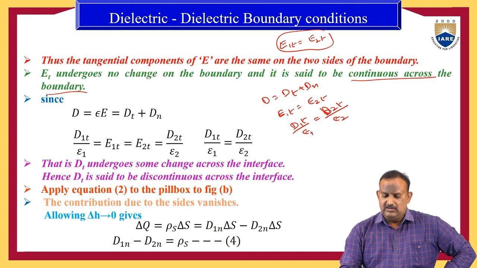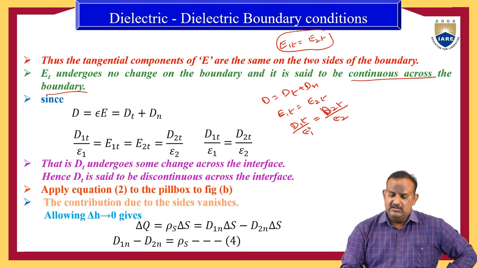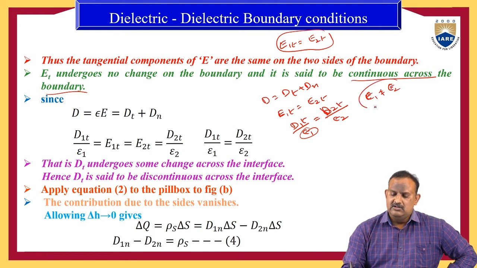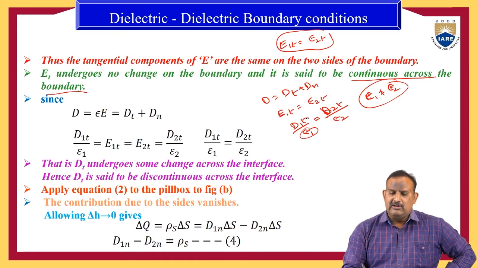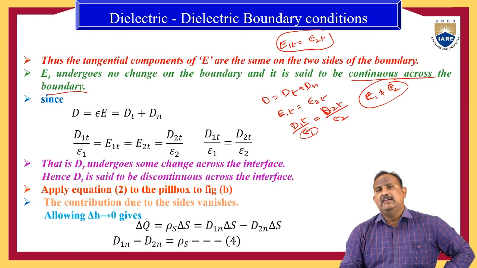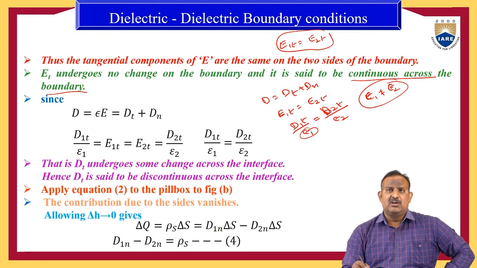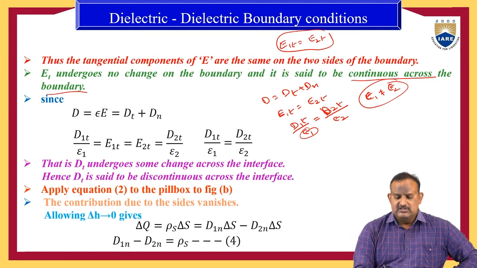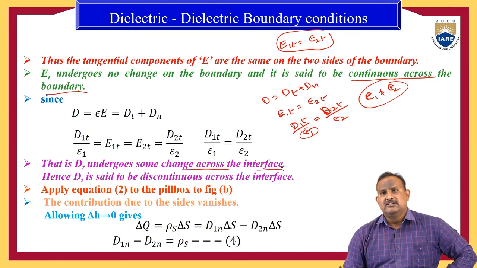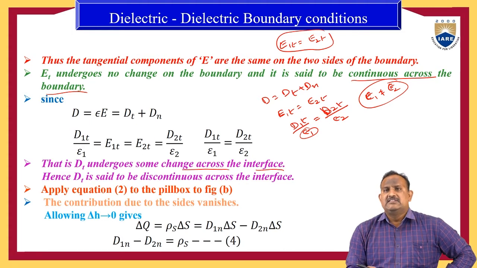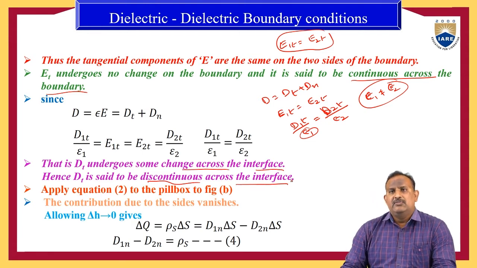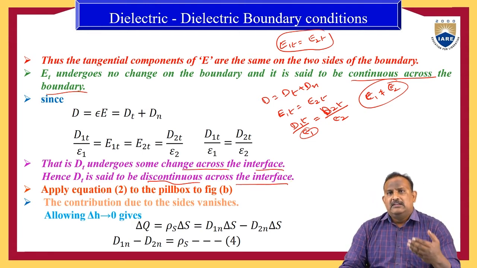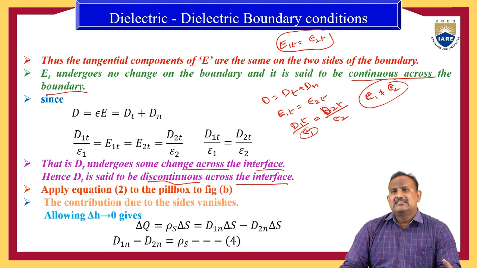When the media are different, epsilon 1 is not equal to epsilon 2. So the value on the left-hand side is different from the value on the right-hand side. Therefore, Dt, the tangential component of electric flux density, undergoes some change across the interface. Hence, it is said to be discontinuous across the interface. The tangential component of electric field is continuous, whereas the tangential component of electric flux density is discontinuous at the boundary.